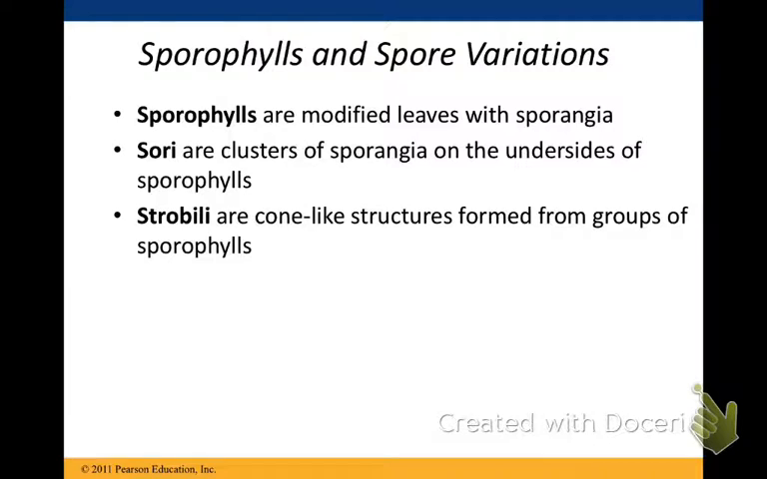Another type of leaf are called sporophylls. So on sporophylls, you are going to find spores. And in the ferns, those spores are in sporangia that are found in clusters that are called sori. And other plants, such as the lycophytes or the equisetum, have clusters of sporophylls that are at the tips of the branches, and these cone-like structures are called strobili.